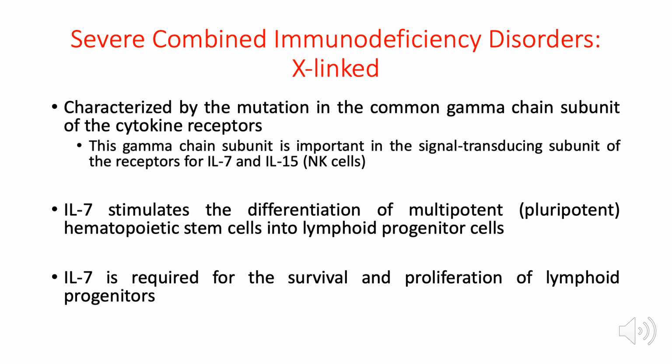X-linked meaning males will manifest the clinical signs and symptoms while females will not, because females will just act as carriers of the abnormal gene, and females have two X chromosomes. Now, this X-linked SCID is characterized by the mutation in the gene that encodes for the gamma chain subunit of the receptors to interleukin 7 and interleukin 15.